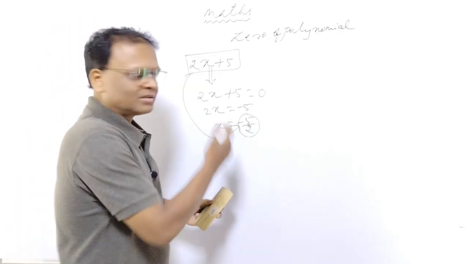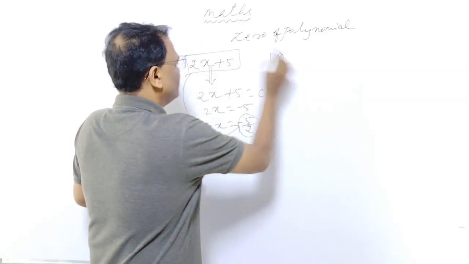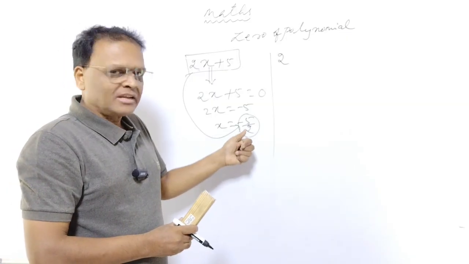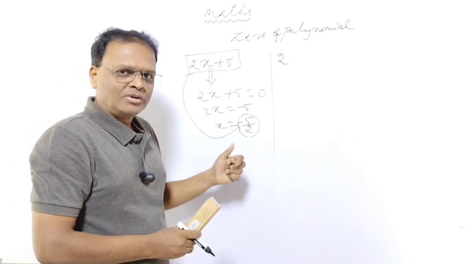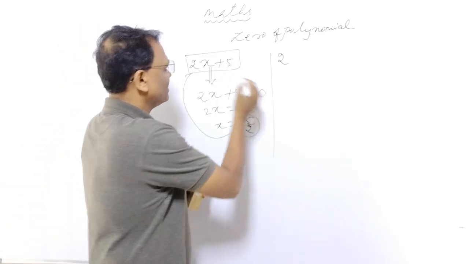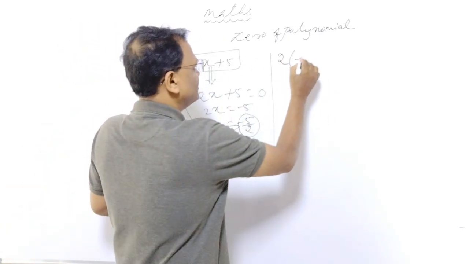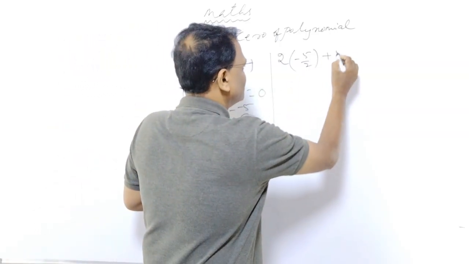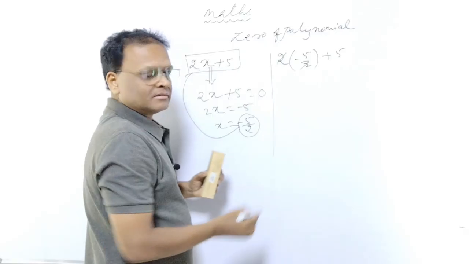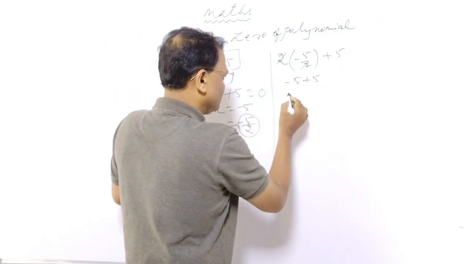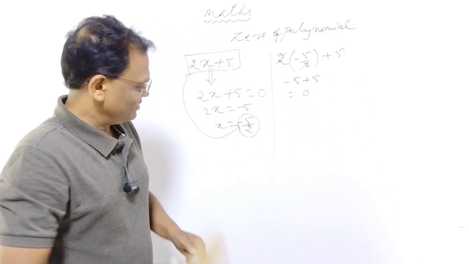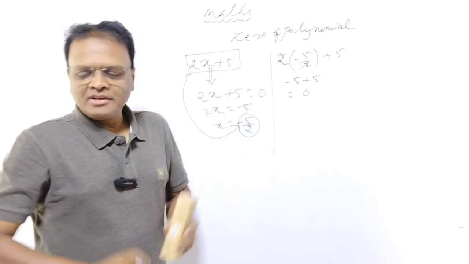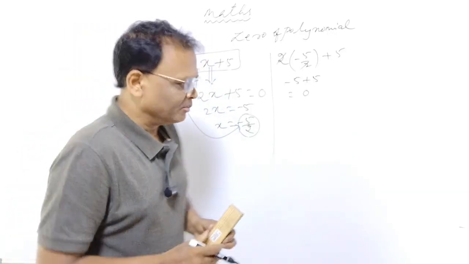If you want to check, you can check here also. 2x plus 5 is the polynomial. What is the value of x I got? Minus 5 by 2. If I write minus 5 by 2 instead of x, definitely my answer will be equal to 0. Let's see. 2 into x, what is x? Minus 5 by 2. So 2x becomes minus 5, plus 5. The 2s cancel. Minus 5 plus 5 equals 0. And hence, this minus 5 by 2 is the 0 of the polynomial. So this is the way how to find the 0 of the polynomial.